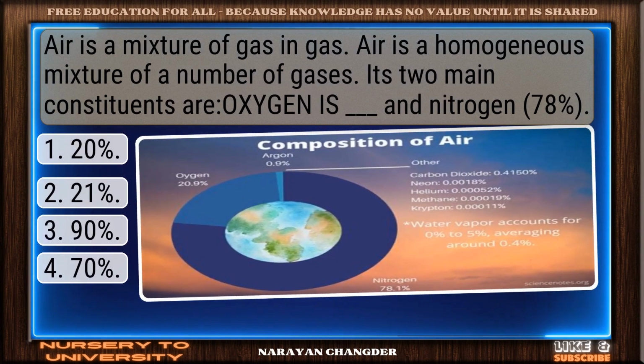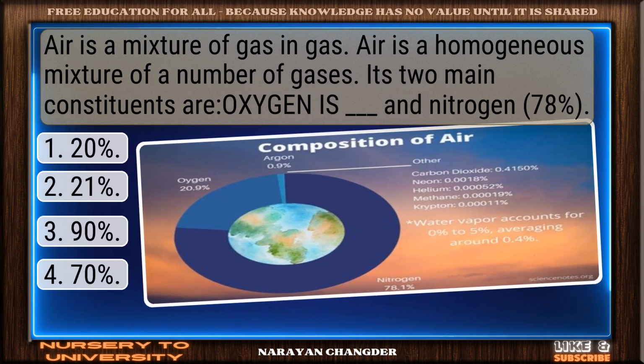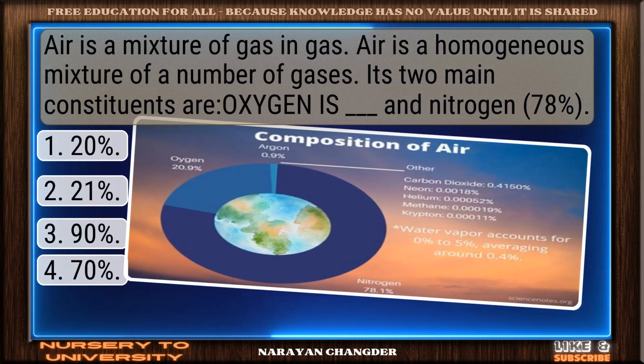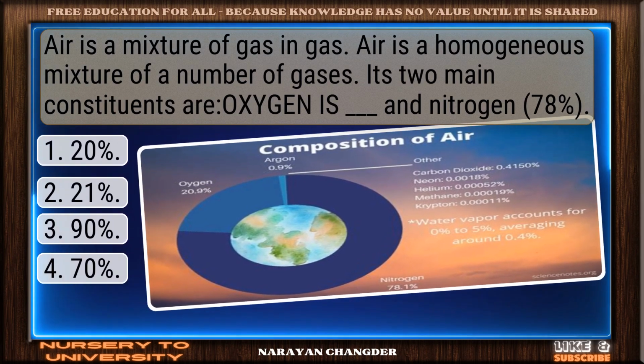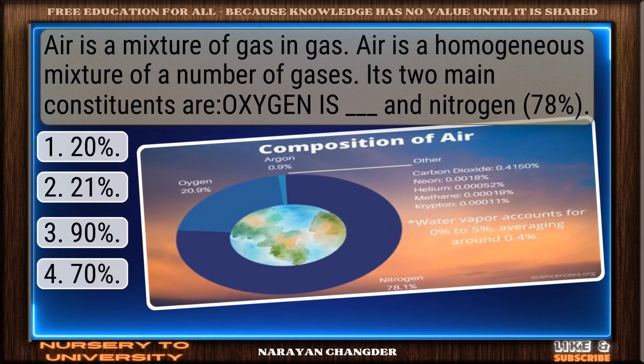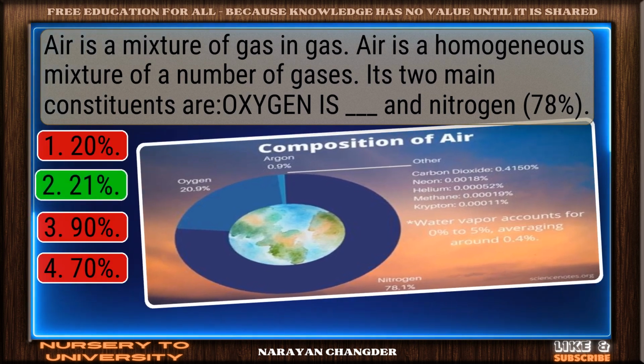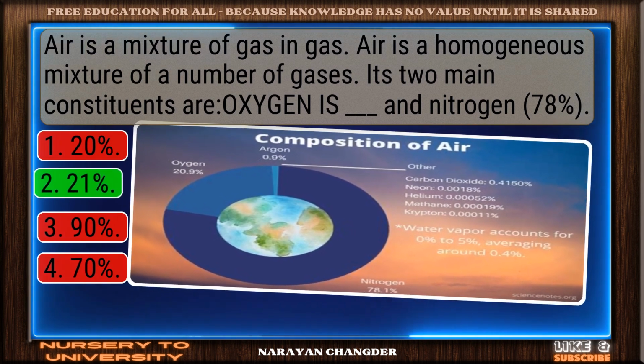Question number 7. Air is a mixture of gas in gas. Air is a homogeneous mixture of a number of gases. Its two main constituents are oxygen, which is dash, and nitrogen. Correct, 21% is the right answer.